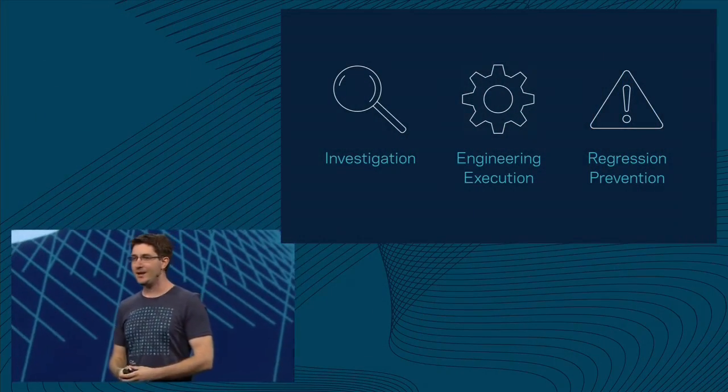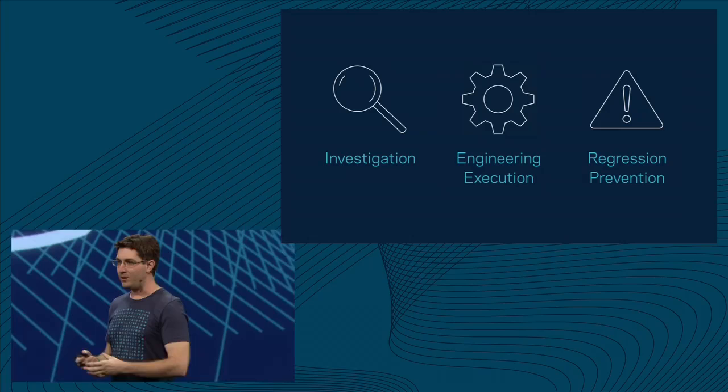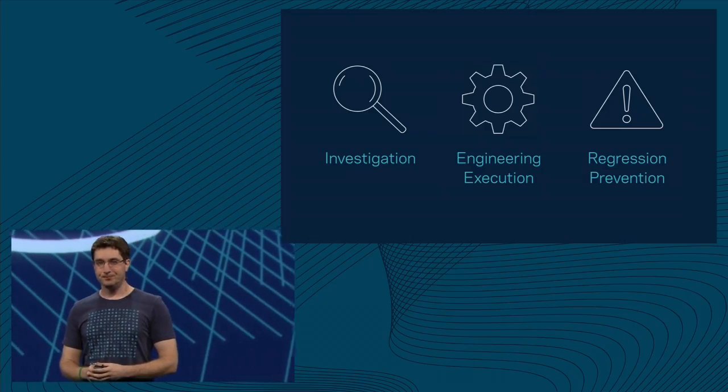Next comes the engineering execution. This can be simple things like maybe refactoring code or classes, but can also be more complicated things that involve creativity or innovation. And lastly, we've worked hard to get our performance wins. We don't want regressions sneaking into the build and eroding all of that progress.